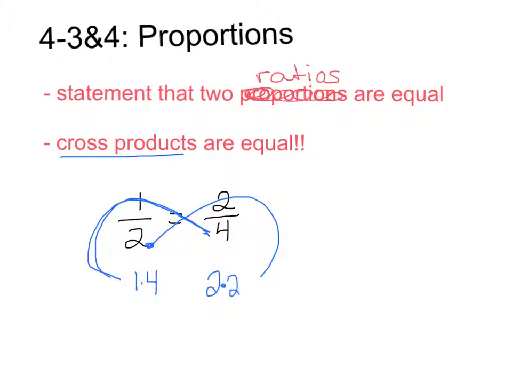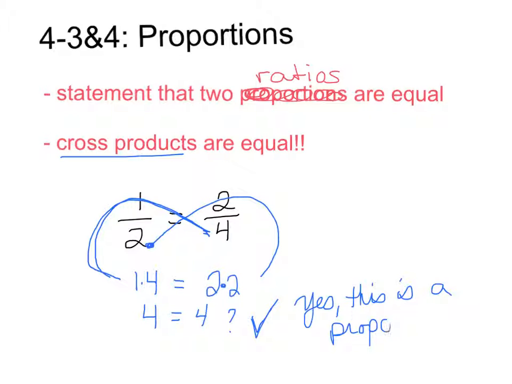In order for this to truly be a proportion, 1 times 4 would have to equal 2 times 2. So does 4 equal 4? Check. Yes, it does. So yes, this is a proportion. It gives me a true statement. Some people call this the heart method, because beginning here and looping around, beginning here, looping around, it forms like a heart or a pretzel.